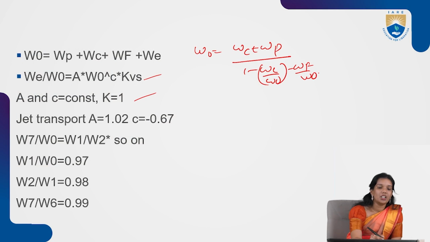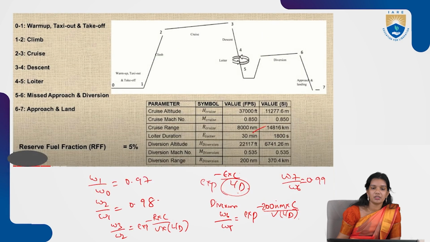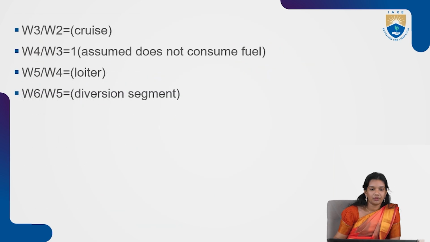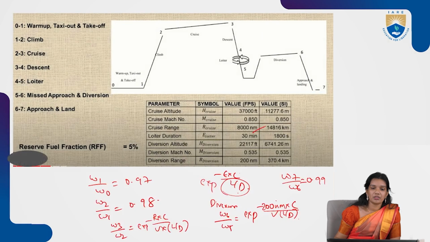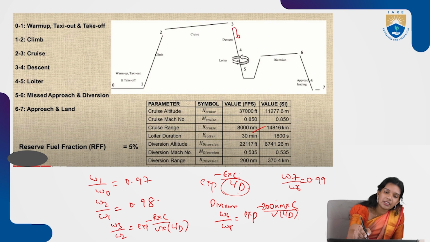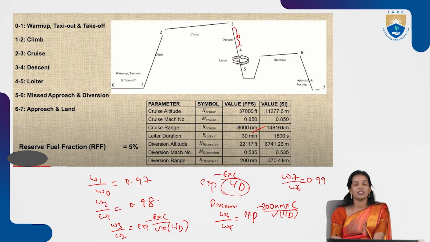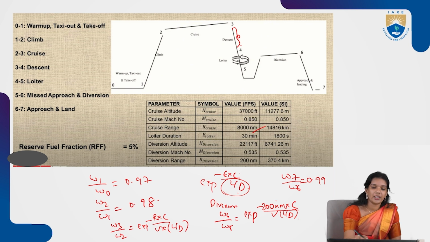So just continue from there. First of all, I'm going to find out W7 by W naught, because how many segments do I have? 1 to 0, 2 to 1, 3 to 2, 4 to 3, 5 to 4, 6 to 5 and 7 to 6, right? So I calculate considering all the given ranges, all the given endurance and all the Mach numbers. W4 by W3 is going to be 1 because we are assuming that it does not consume any fuel here. So we are writing that 4 by 3 as 1.